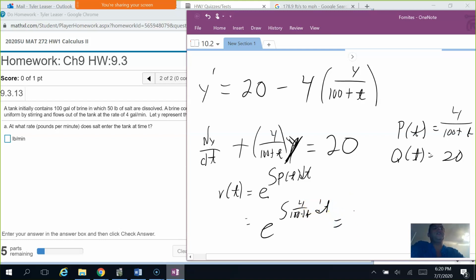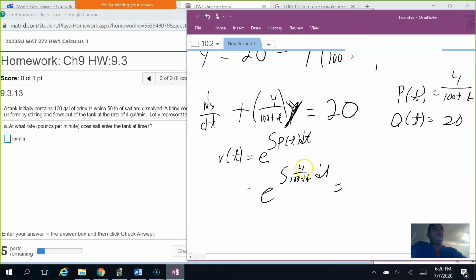And you can do some u substitution here and kind of fiddle with it. I'm just going to skip ahead. We pull the 4 out, then the antiderivative would be the natural log of 100 plus t, and we'd bring the 4 back in as an exponent. Then the e and the natural log would cancel out. We're going to end up with 100 plus t all to the 4th power as the integrating factor.